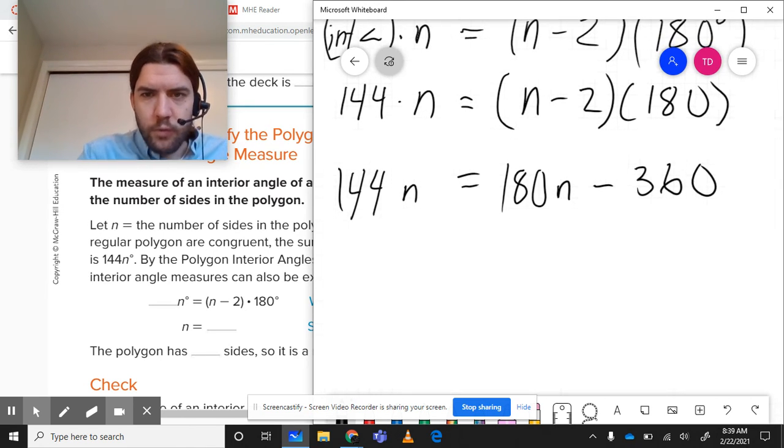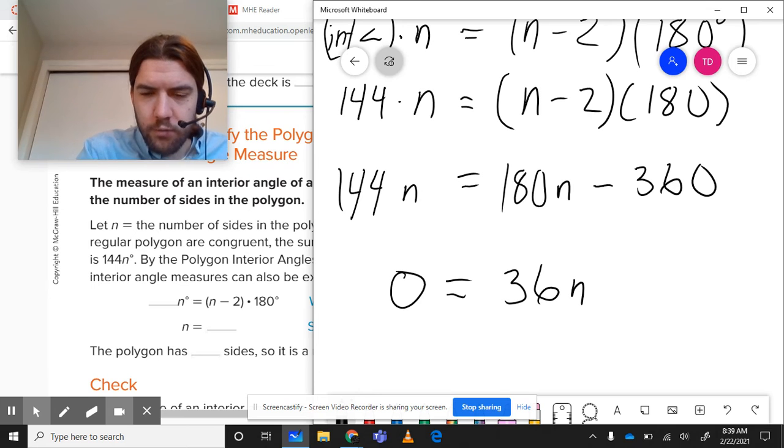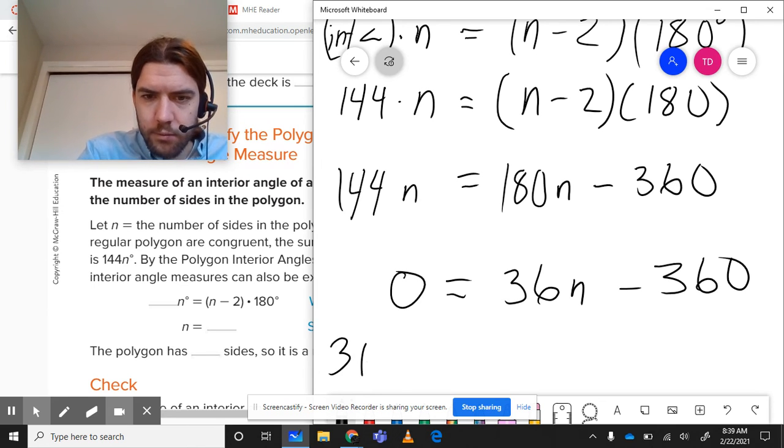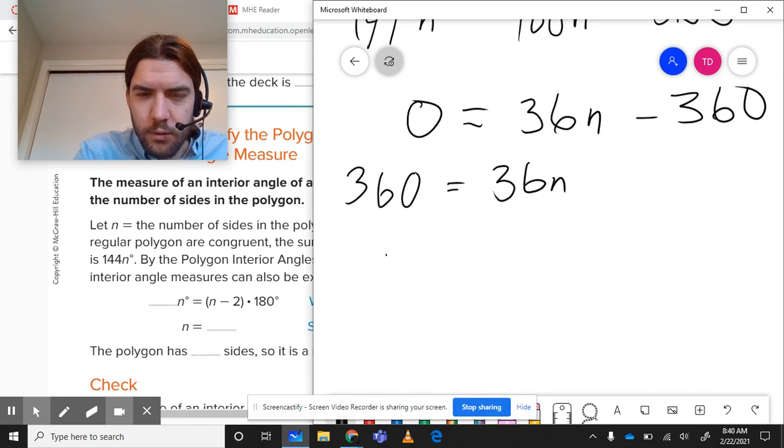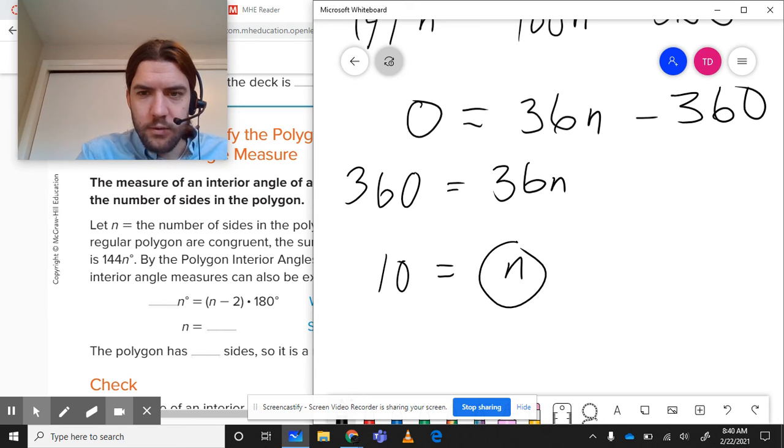I'm going to subtract 144n from both sides, giving me 36n left over. And then I'm going to add 360 to both sides. I can now divide by 36 on both sides, and doing so will tell me what my n value is, n meaning the number of sides in my shape.